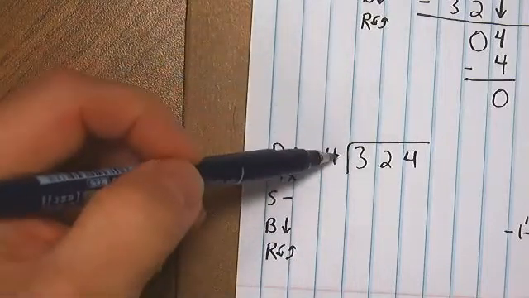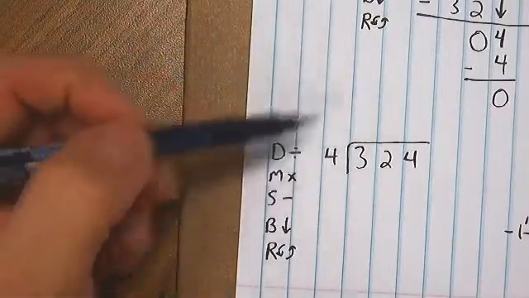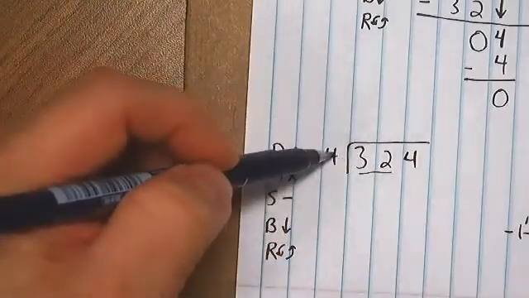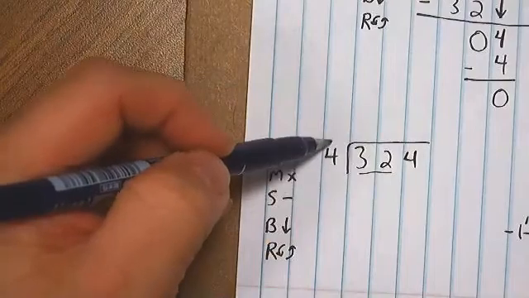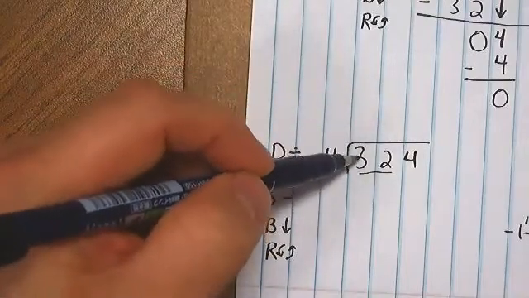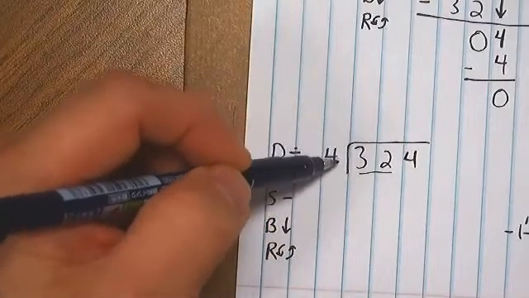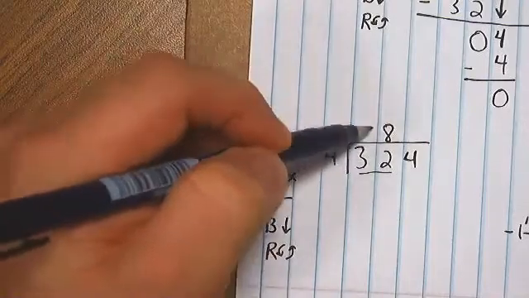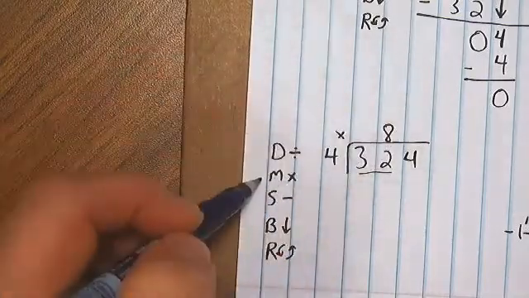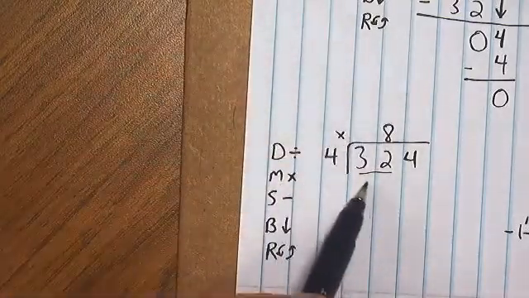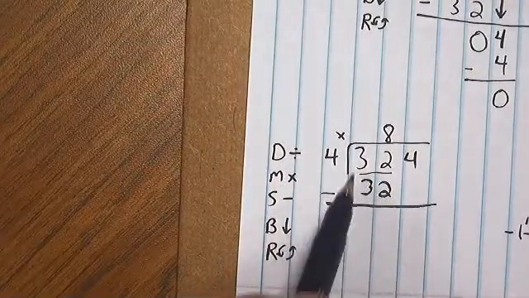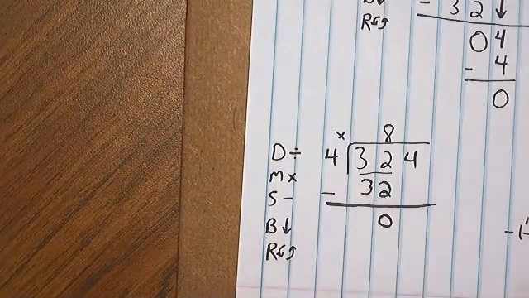So let's think, how many times will 4 go into 3? Well, we've already said earlier that it won't. So what I could do is go over to the next place value, which is the tens. How many times will 4 go into 3? It won't. How many times will it go into 32? It will go in there 8 times. 4 times 8, there's my multiplication. 4 times 8 is 32. Now I can subtract. 32 minus 32 is 0.